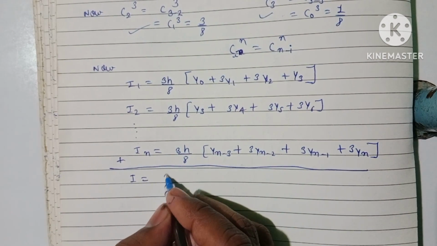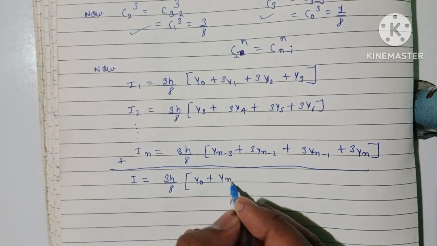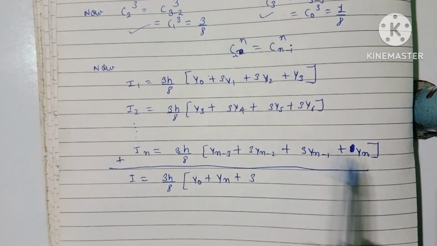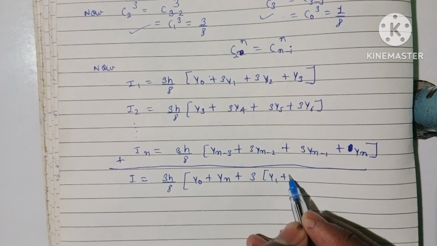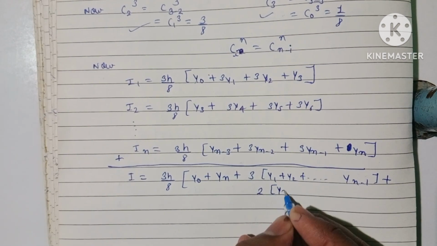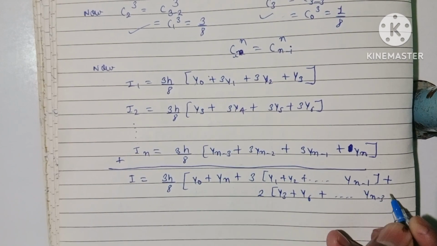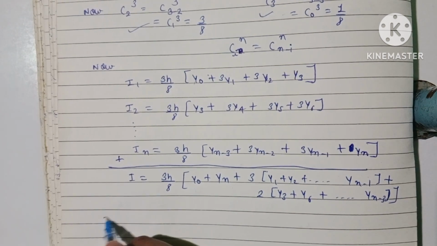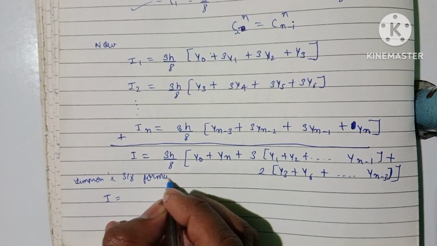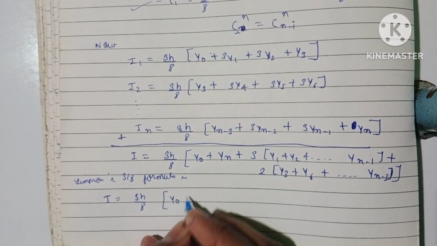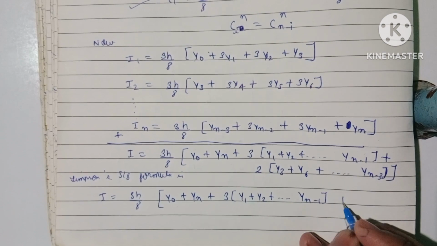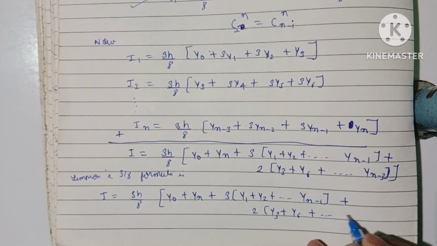After summation of these values, our I becomes 3h by 8 times: y0 plus yn, which comes one time, then 3 times (y1 plus y2 plus y_(n minus 1) and so on), then plus 2 times (y3 plus y6 plus y_(n minus 3) and so on). So Simpson's 3/8 formula is I equal to 3h by 8 times [y0 plus yn plus 3 times (y1 plus y2 plus ... plus y_(n minus 1)) plus 2 times (y3 plus y6 plus ... plus y_(n minus 3))].